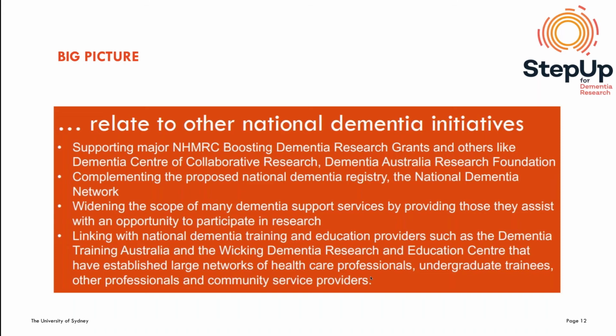And we also want to make sure that there are other national dementia initiatives. There is a MOOC program offered by the Wicking Dementia Research and Education Centre. We also know about Dementia Training Australia, the Cognitive Decline Partnership Centre, and also the Dementia Collaborative Research Centres. All these national dementia initiatives, we're working with them and we're going to help each other. So that's what we are trying to do.